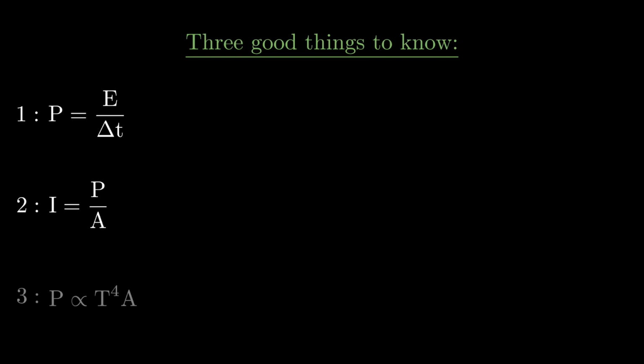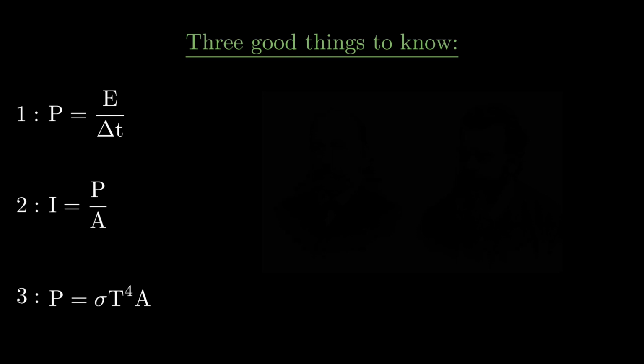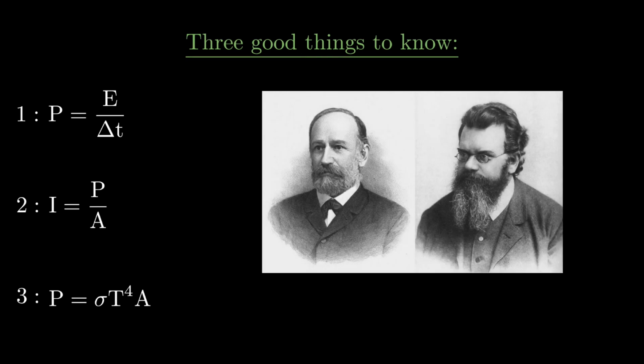And number 3, power emitted from an object is proportional to that object's temperature to the 4th power times its surface area. The constant that makes this proportionality an equality is called the Stefan-Boltzmann constant, named after the physicists who discovered this relationship, and it's represented here by a lowercase sigma. It should be noted that this third rule technically only works for black bodies, or objects that absorb all wavelengths of light. But using this rule is a good enough approximation to get us started in making the model.